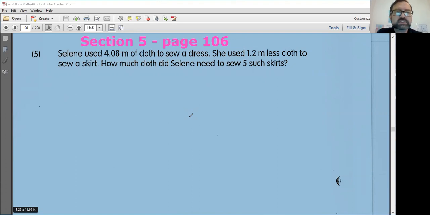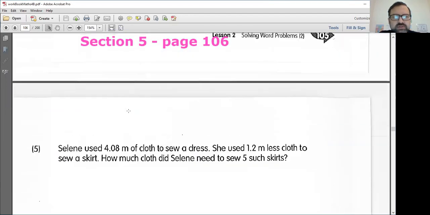Today we are going to be working on some math. Let's continue doing these wonderful decimal word problems. So I am in section 5, which should be labeled pink. I'm on page 106, which should be problem number 5. I have already completed problems 1 through 4 last week.